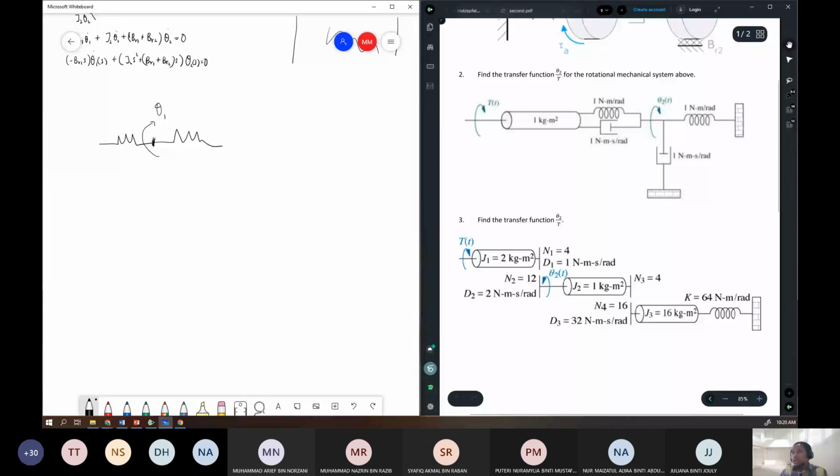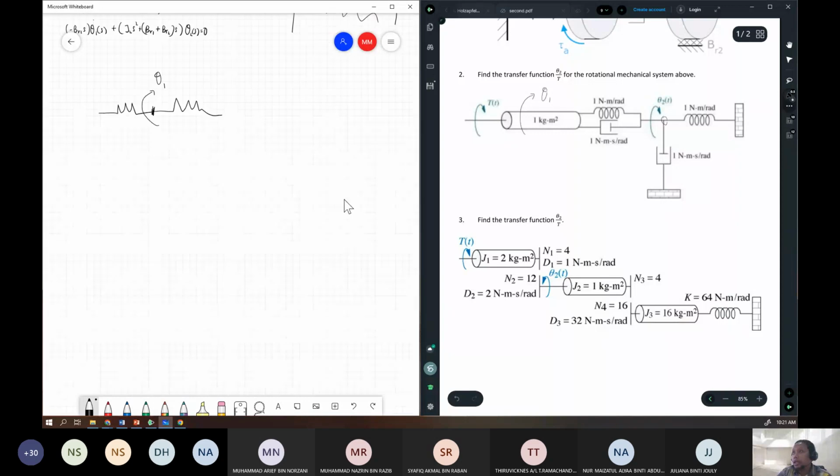One degree of freedom is measuring this point, and the other degree of freedom is measuring the rotation of the shaft. But in the question, it doesn't show you theta 1, so you have to introduce theta 1 yourself. So let's do this. Let's draw the free body diagram for theta 1.